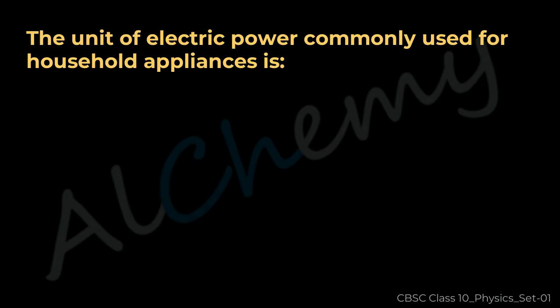The correct answer is D. Violet. Question 31. The unit of electric power commonly used for household appliances is A. Joule. B. Watt. C. Kilowatt. D. Ampere.